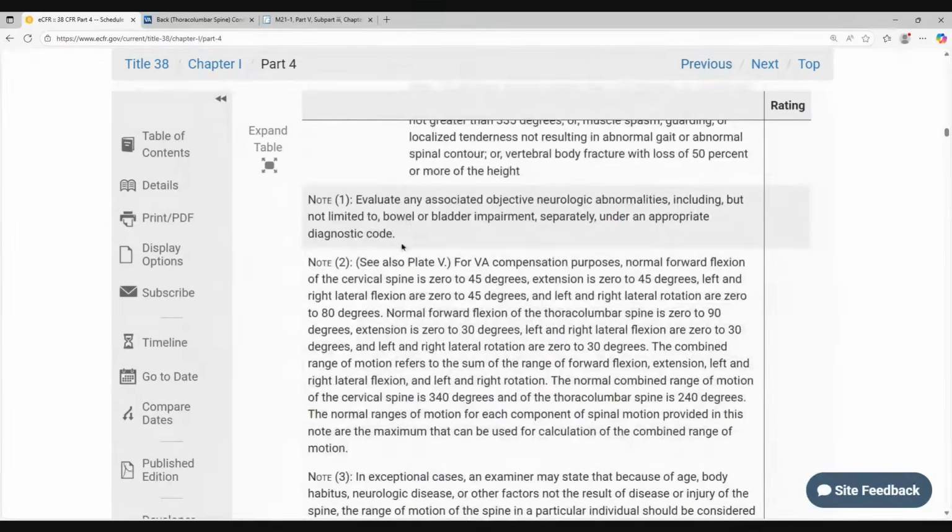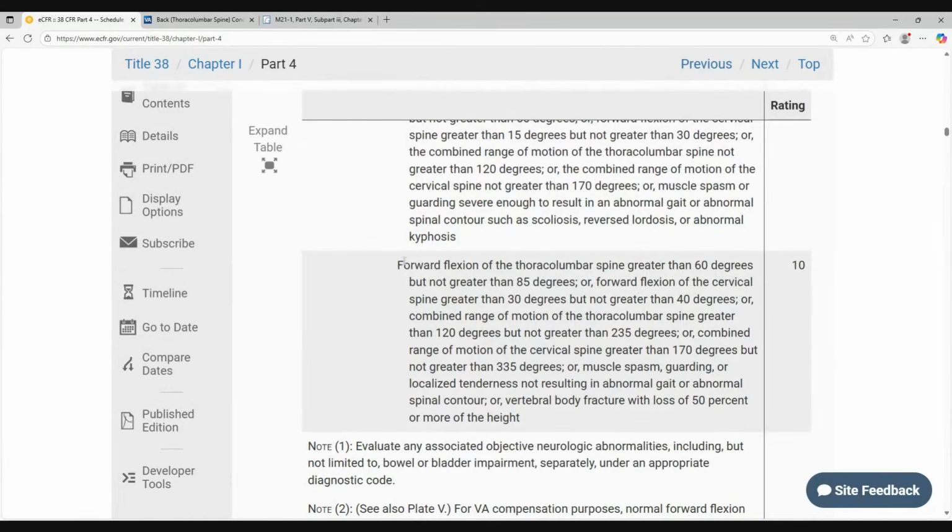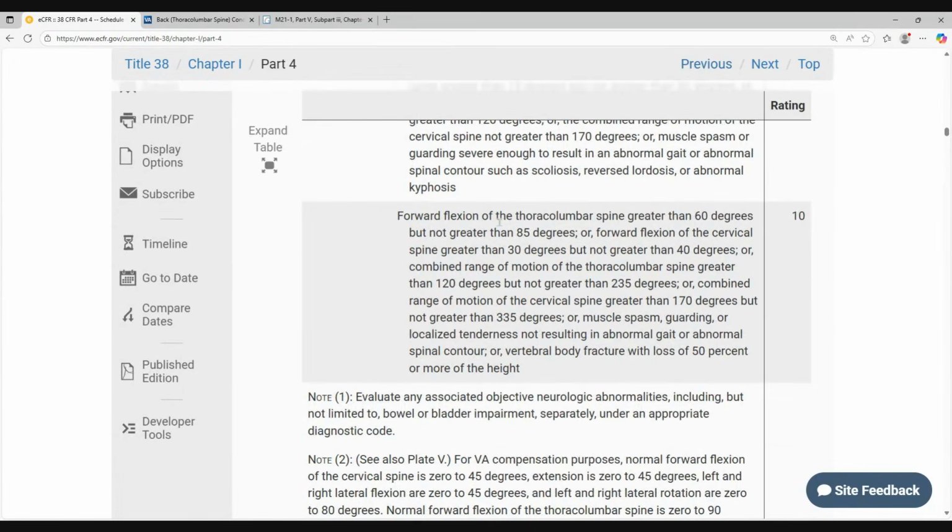So let's go up here and talk about what it takes to get a 10% rating. The part that I started out with is I said there's going to be a little bit of confusion about how this rating process works, because for whatever reason, they combined the neck and the thoracolumbar spine into the same thing. So half of this talks about the neck and half of this talks about the thoracolumbar spine. We start out with the thoracolumbar spine.